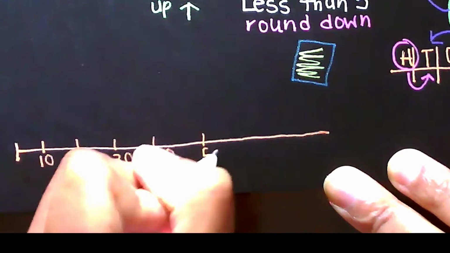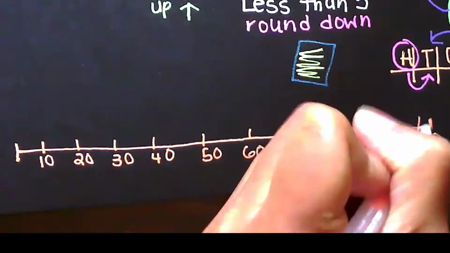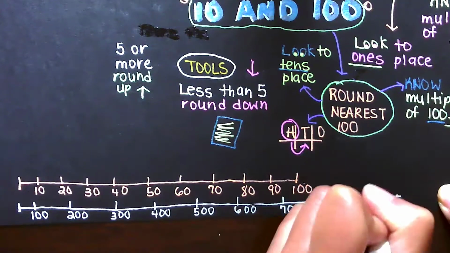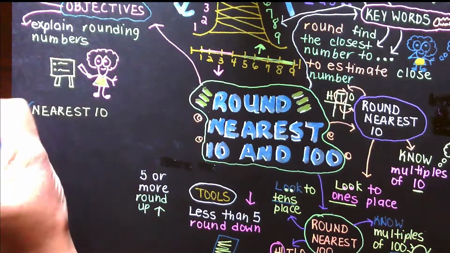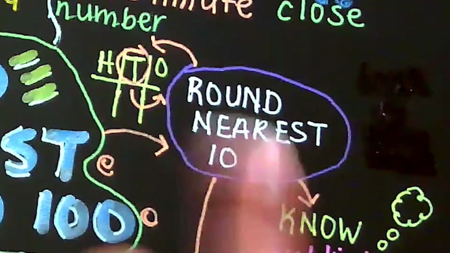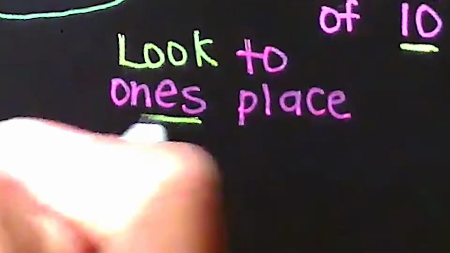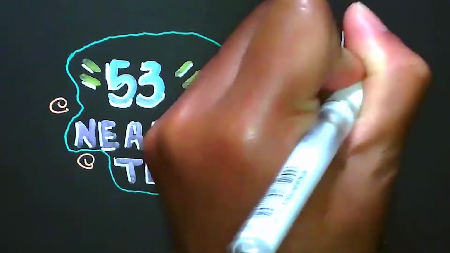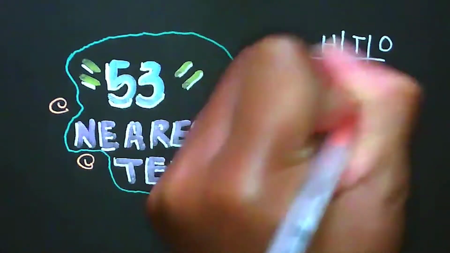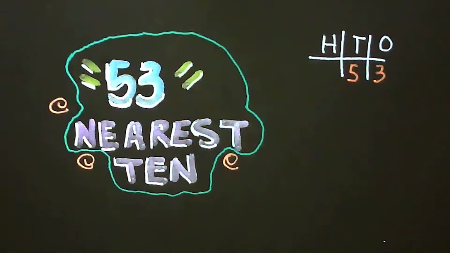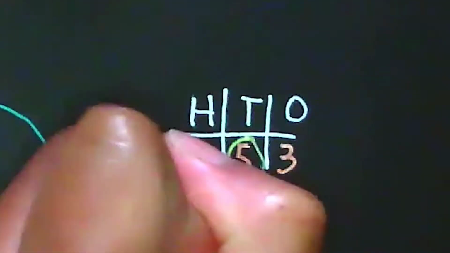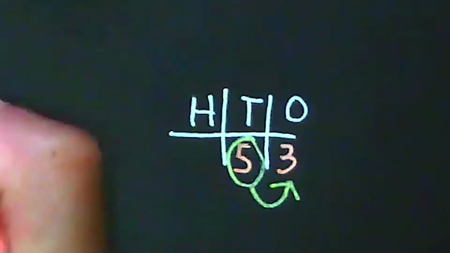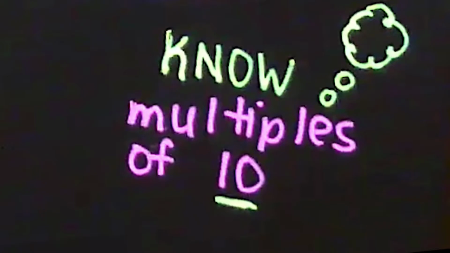Let's go over a few examples, starting with the number 53 rounded to the nearest 10. If you're rounding to the nearest 10, you have to look to the ones place. So I'm just going to draw a place value chart and plug in the number 53. The 5 is in the tens place, the 3 is in the ones place. The number that's in the ones place is a 3. I need to know multiples of 10, so I'm going to draw a number line counting by tens up to 100.